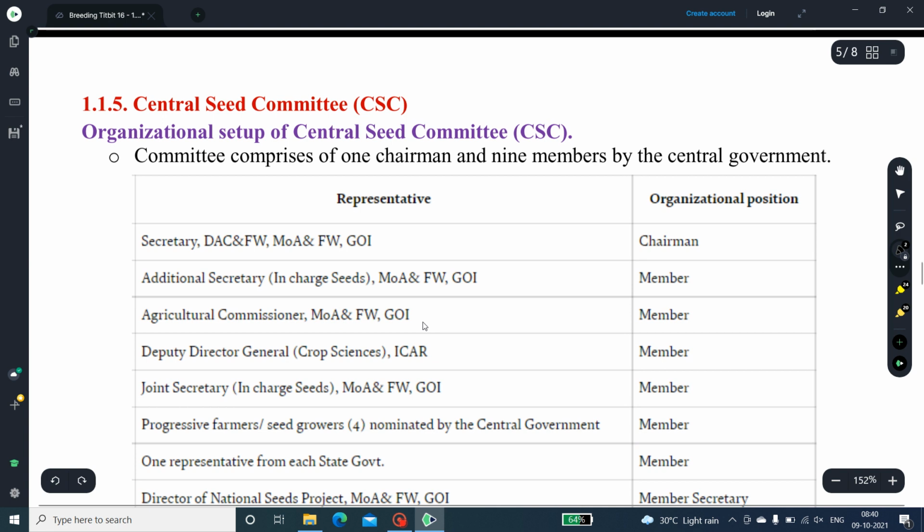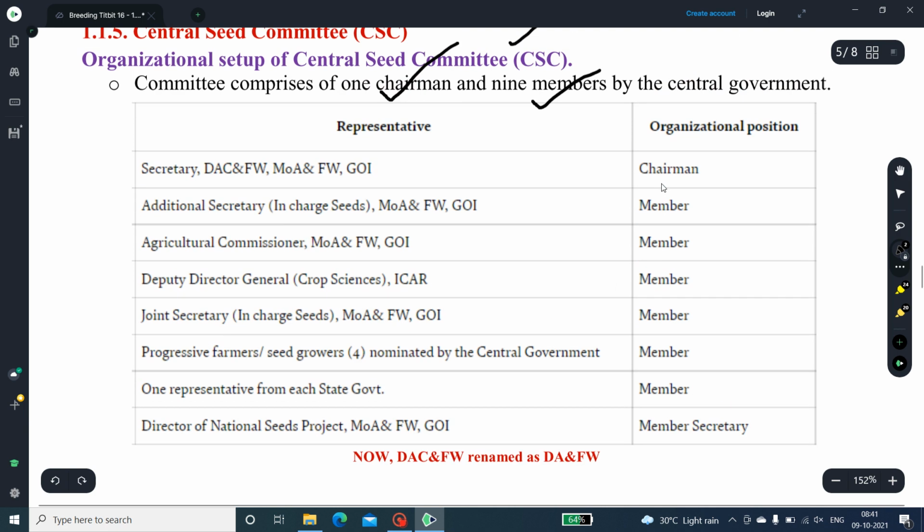And the central seed committee, and again there is an organizational setup of the CSC. It comprises of one chairman and 9 members by the central government. The representatives are the secretary, the Department of Agriculture Cooperation, and the Farmers Welfare. Now it is renamed as Department of Agriculture and Farmers Welfare. The Government of India is the chairman of the Central Seed Committee.